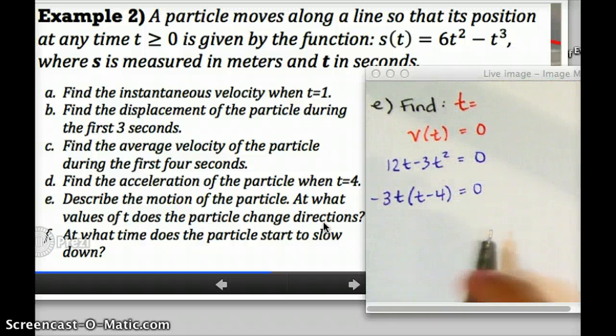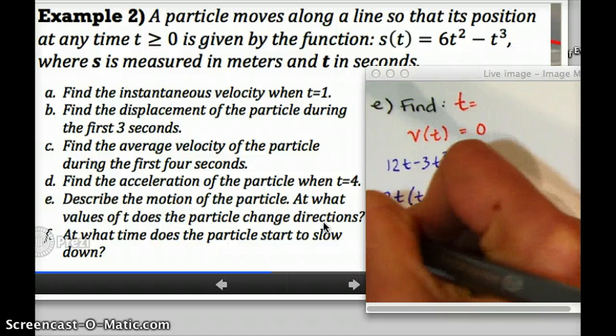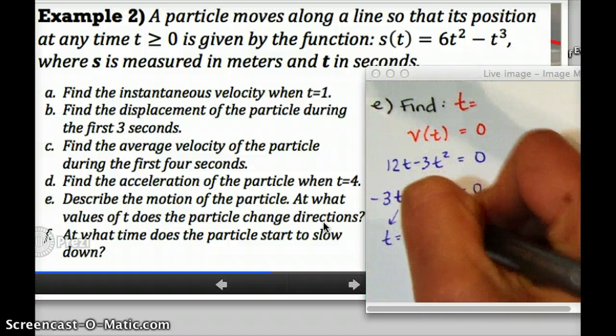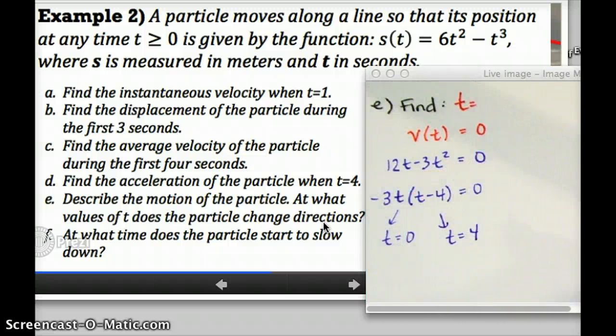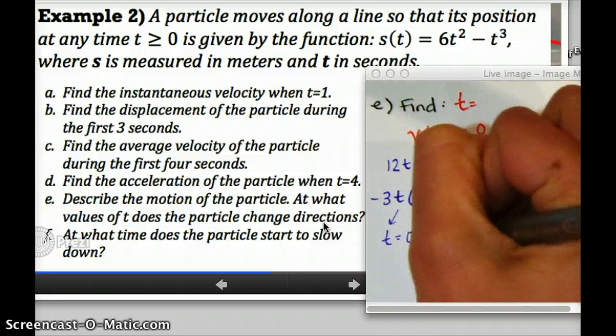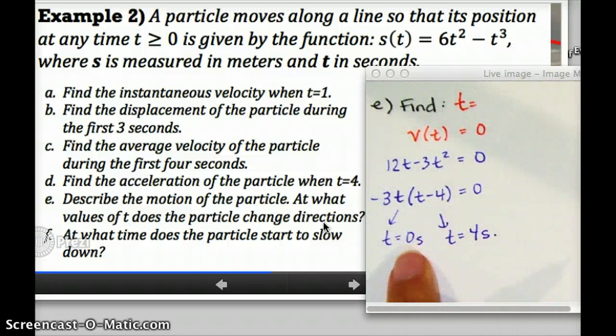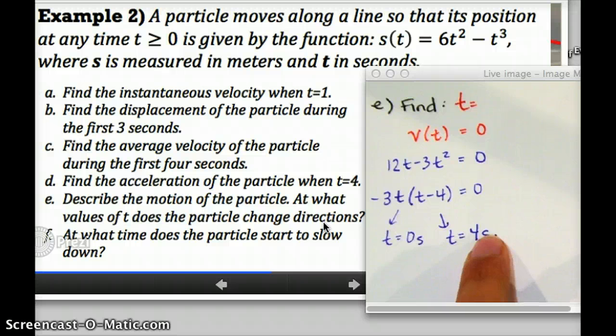Once I've got that factored, I can see there are two solutions. It's when the time is 0 and when the time is at 4 seconds. And make sure we label these. Now, time 0 is probably not relevant. That's when it starts. But it means it's traveling and traveling, and at 4 seconds it turns around and starts to go back.